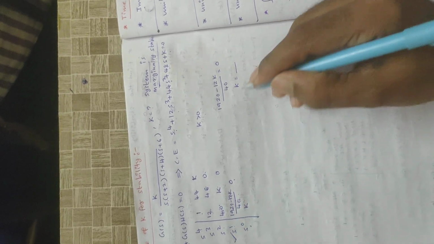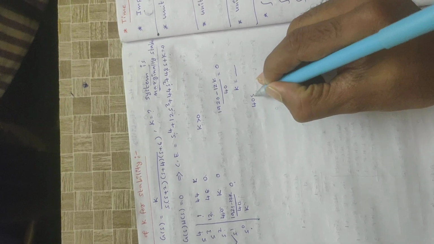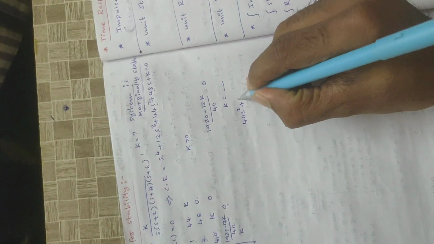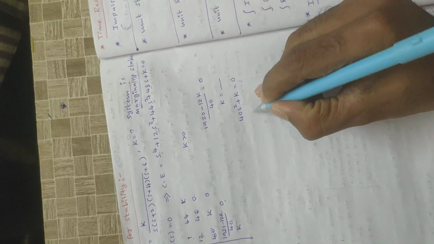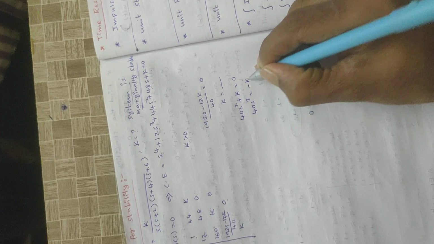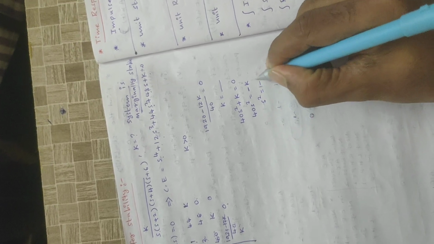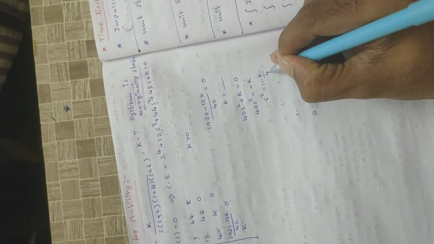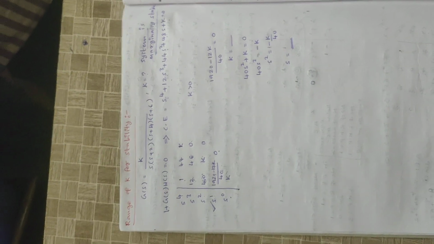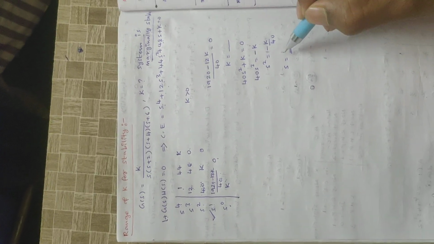To find the system frequency, what is the equation? From the s^2 row, the equation 40s^2 + k = 0, right? That is 40s^2 = -k. Then s^2 = -k by 40. Okay, then you will get the s value. From this equation you will get the s value. Okay, in this way we can calculate the k value as well as s.